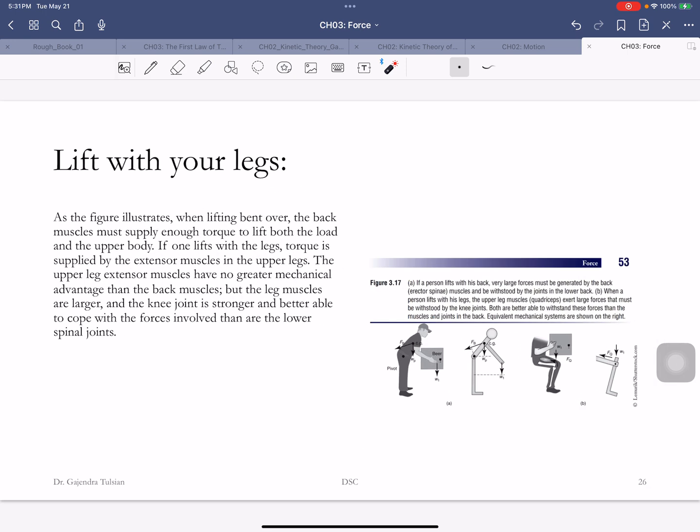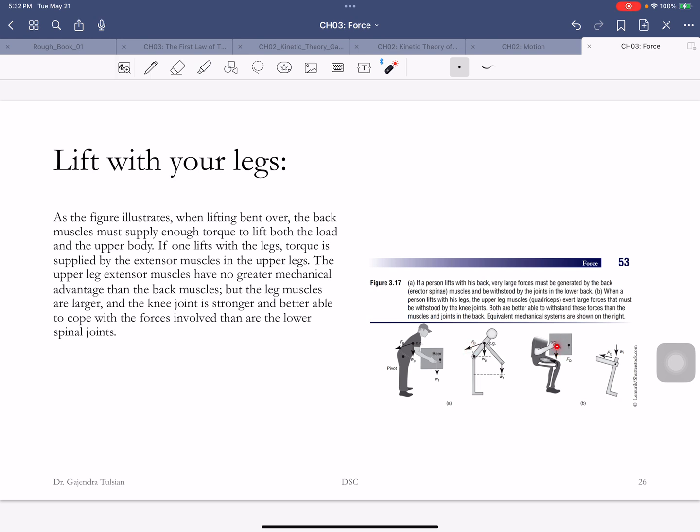Here's another example. Again, if you lift with your back, this is what we mean by lifting with your back. If you lift like that, again, there's the pivot point, there's the weight of your upper body, and there's the weight of the box you're carrying. So this force and this force are trying to topple you this way, and this back muscle with the very small moment arm is trying to hold you back. So when you lift it this way, there's a huge strain on your back.